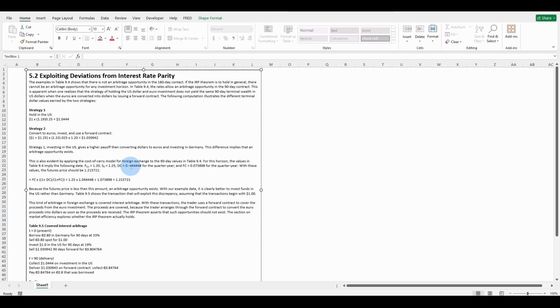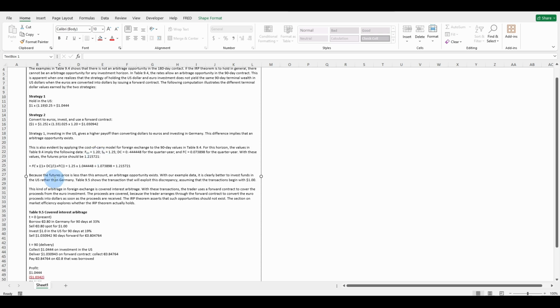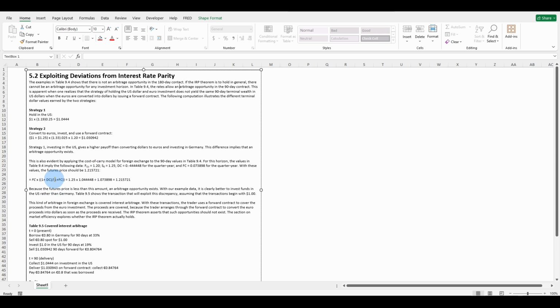The cost of carry, negative 0.044448 for the quarter year. For FC, 0.07398 for the quarter year. With these values, the future price should be 1.215721. Because the future price is less than this amount, an arbitrage opportunity exists. It looks like 1.20 was the price. With our example data, it is clearly better to invest funds in the US rather than in Germany.